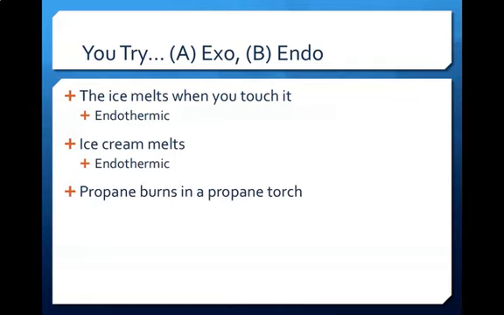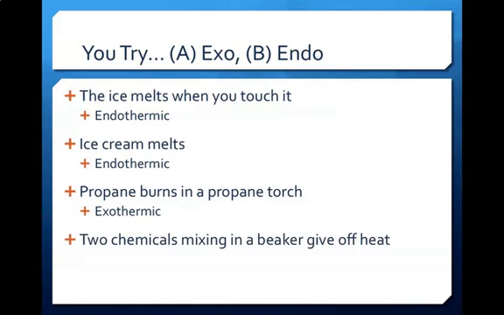Propane burns in a propane torch. The propane would be the system, the surroundings would be everything else around it. It's releasing energy, it's going to feel hot in the area surrounding it, so exothermic. And then if I have two chemicals mixing in a beaker giving off heat, that means my chemicals in my beaker are my system. Around it, or the surroundings, it's giving off heat. That's my clue there that it's exothermic.